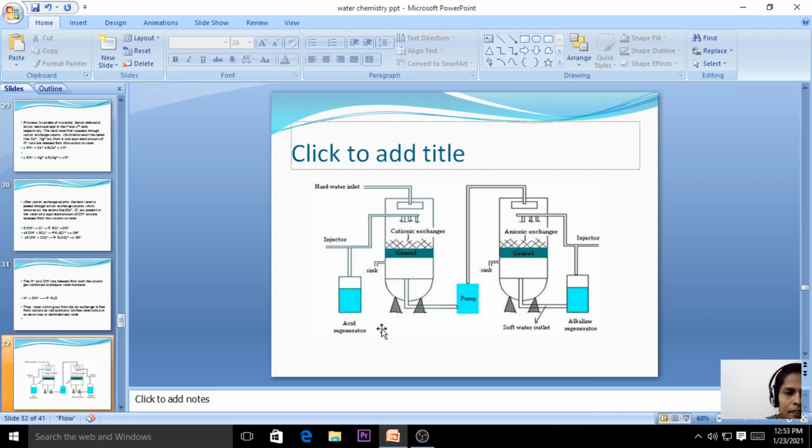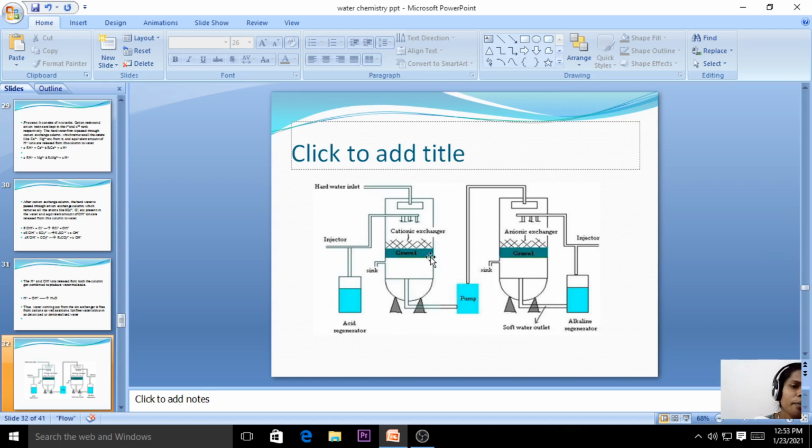But here, this is the diagram. So initially hard water is passing through the cation exchange resin. The cation exchange resin has the H plus ions. So these H plus ions are replaced by calcium plus 2 and magnesium plus 2. And followed by that, the water is passing through the anion exchange resin. Now the OH minus ions are replaced by anions in the water sample. This H plus and OH minus convert to purified water.